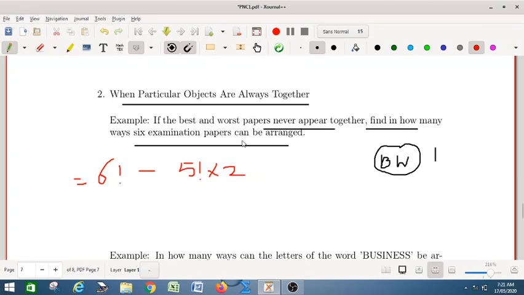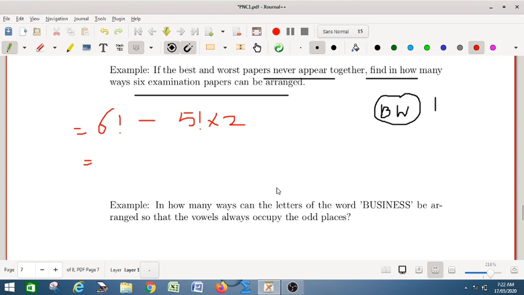So what am I doing? I am doing factorial 6, because 6 papers are arranged without any restrictions. And why this one? Because I am taking the best and worst paper together. If you take them together, it will be 1, so the total number of papers will be 5. So factorial 5 ways, and the best and worst paper can be arranged among themselves in 2 ways. So factorial 5 into 2. So factorial 6 minus factorial 5 into 2 is the number of ways. So this is your answer.